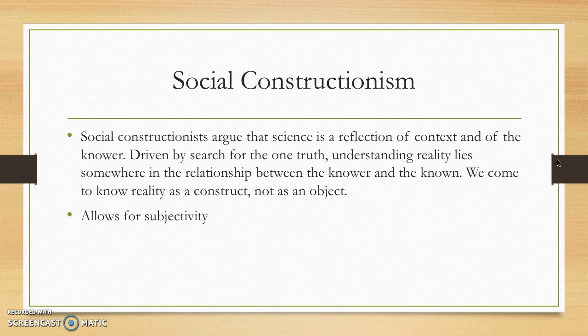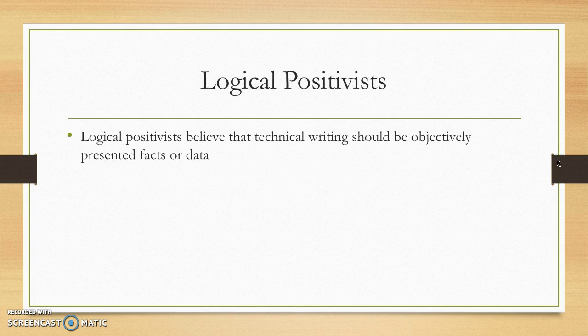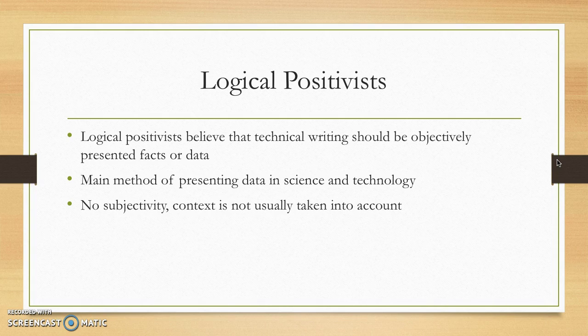Social constructionists believe that science is a reflection of context and the person receiving the information. So, when creating texts and visuals, the characteristics of the person receiving the information are taken into account. This concept allows for a lot of subjectivity, which is why it is highly related to the feminist theory of design.